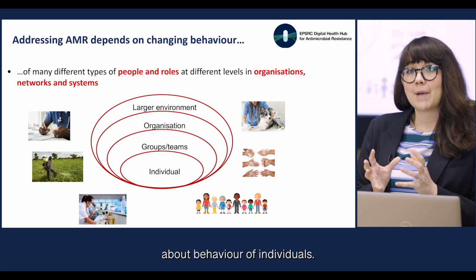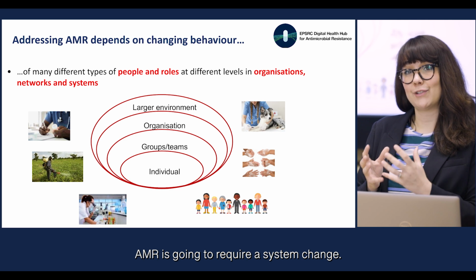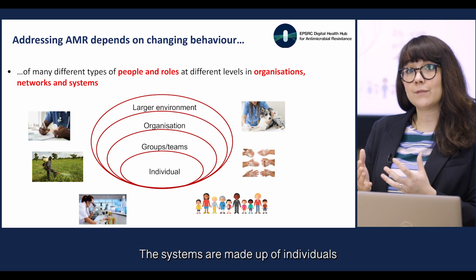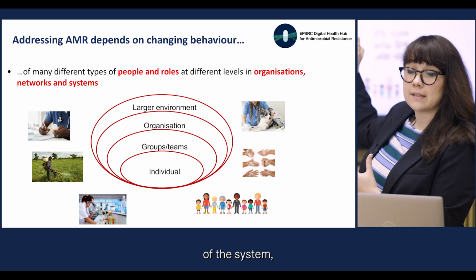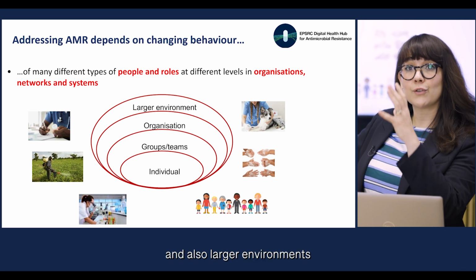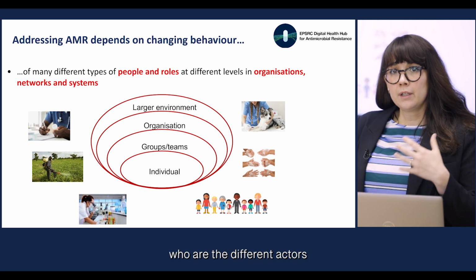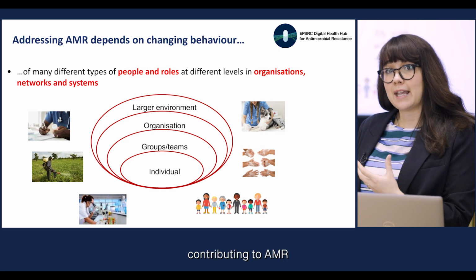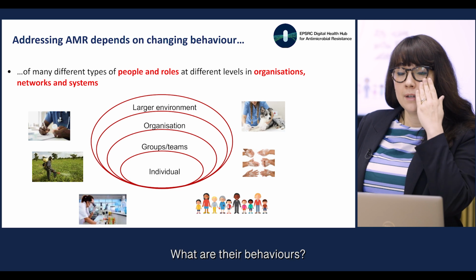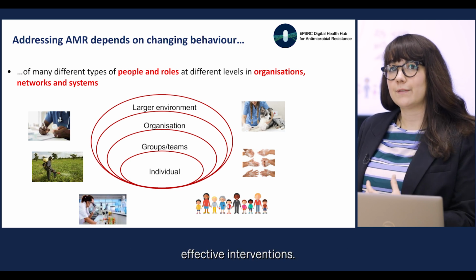And we're not just talking about behavior of individuals. Tackling AMR is going to require a system change. The systems are made up of individuals at different levels of the system, from individual to groups, organizations, and also larger environments such as policymakers. So we need to think about who are the different actors contributing to AMR at different levels of the system, what are their behaviors, and what might be driving those behaviors so we can design more effective interventions.